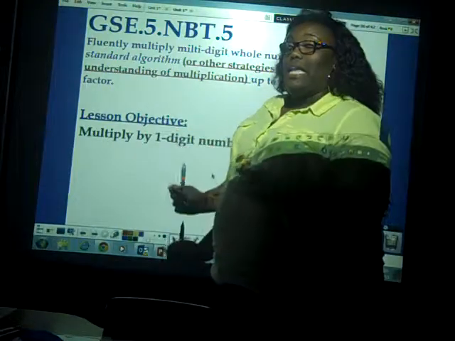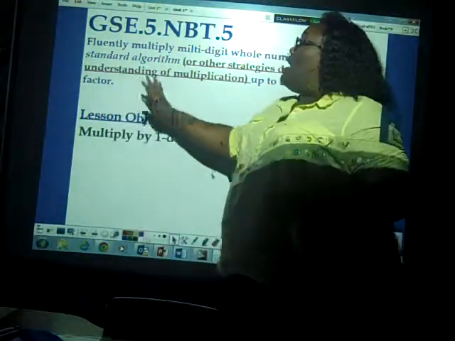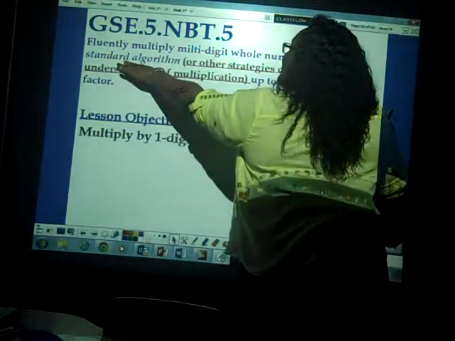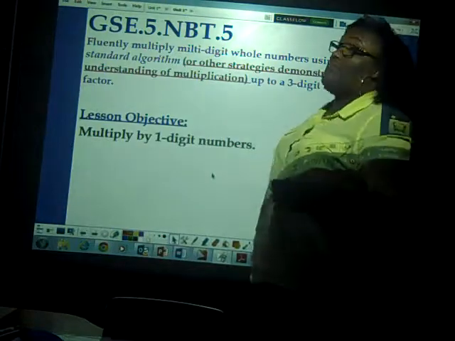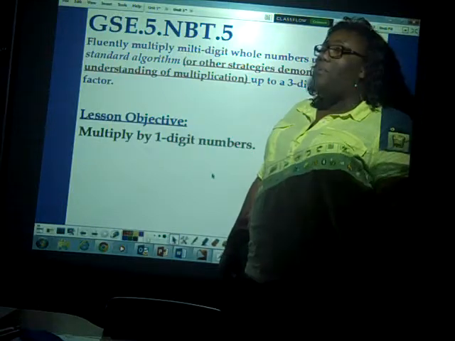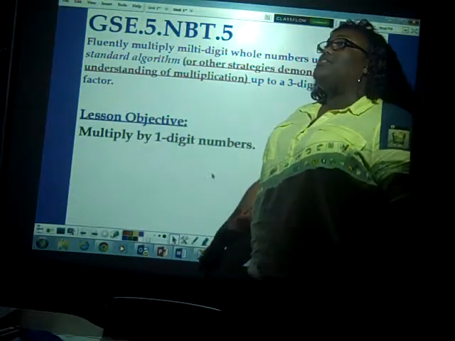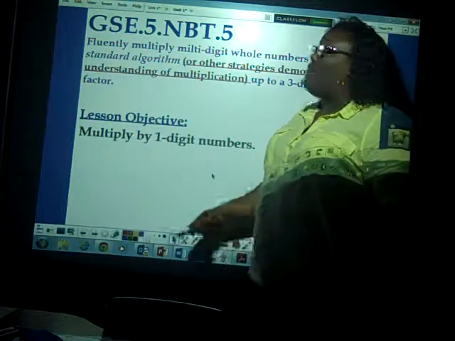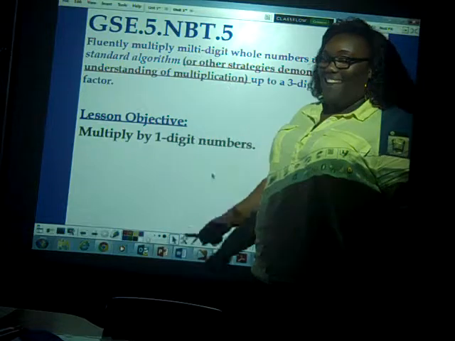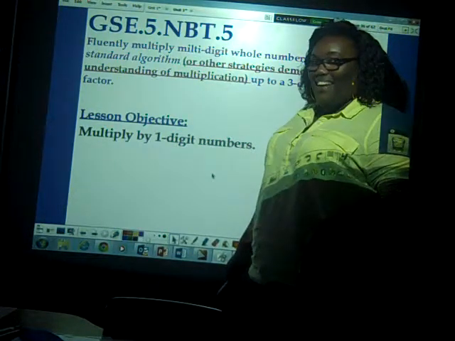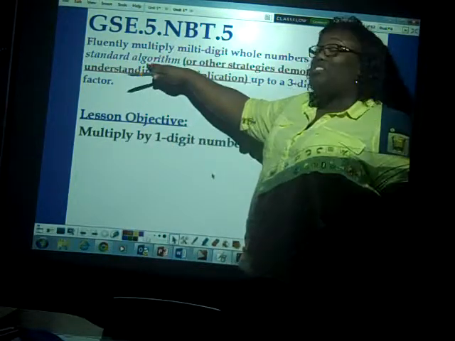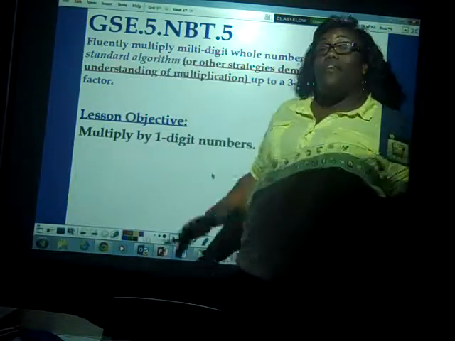So fluently multiply multi-digit whole numbers using the standard algorithm. Parents, a lot of parents love to say that new math, that Common Core, they don't even do multiplication the way that we used to do it. In this standard, it says standard algorithm. Look at that. Common Core is not bad. It is awesome. We are still teaching your students, your kids, the standard algorithm.